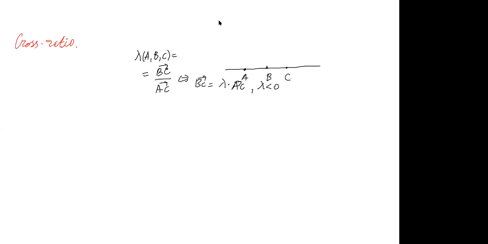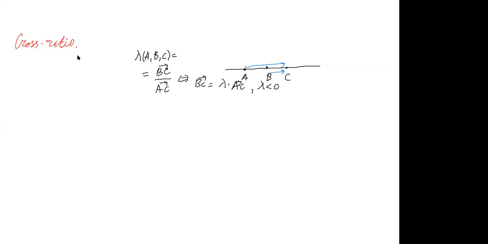In the case I have in my picture, both vectors are directed in the same direction, so this lambda is greater than 0. This ratio is definitely preserved by affine transformations of the plane and of the straight line. That's clear, because affine transformations preserve the ratio of collinear vectors. But unfortunately, if we try to do some kind of projective transformation, this ratio ceases to be invariant.